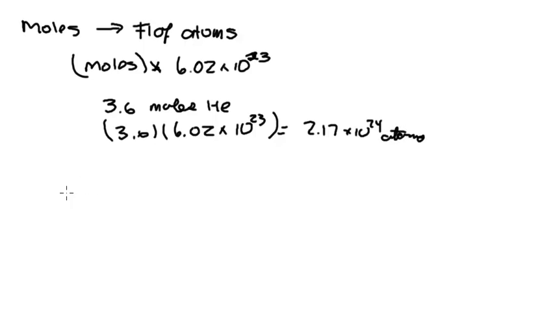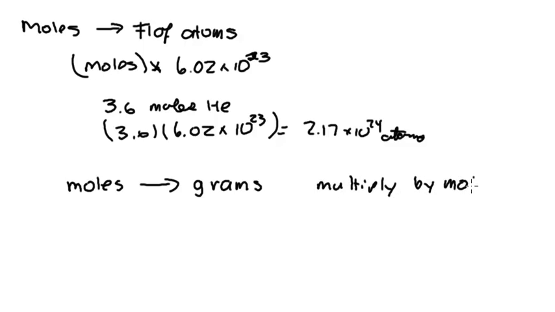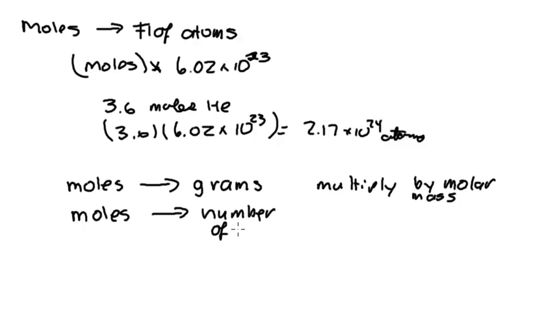Okay, so let's just summarize. If I want to go from moles to grams, multiply by molar mass. If I want to go from moles to number of atoms or molecules, you multiply by 6.02 times 10 to the 23rd.